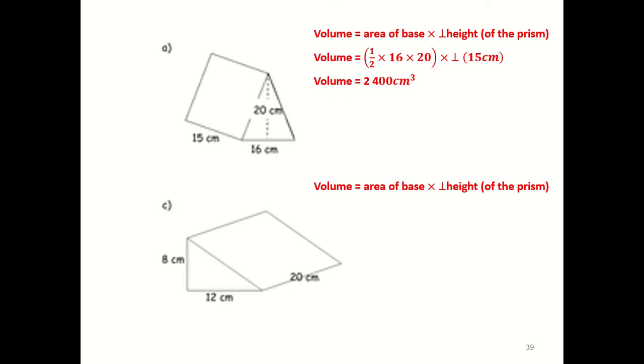And obviously, the volume of a prism is simply the area of the base times the height of the prism. The base here is simply a triangle. Simply take the area of that triangle, which is 8 times 12 times half, and multiply by the height of the prism, which is 20 centimeters, and that will give you a volume of 960 cubic centimeters.